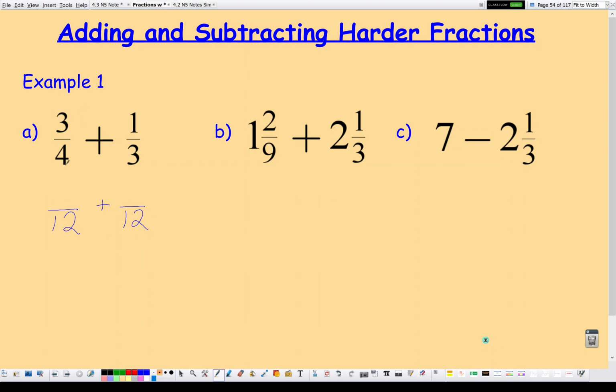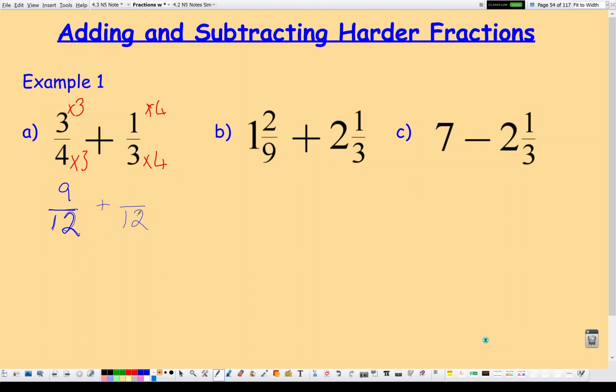So you take each one individually now and you think, what did I do to 4 to get it to 12? I multiplied it by 3. So I have to do the same to the top. 4 times 3 gave me 12. 3 times 3 is 9 over 12. What did I do to the 3 in the second fraction to get to 12? I've multiplied it by 4. So I'm going to need to do the same on the top and bottom on the right hand side. Times by 4, times by 4.